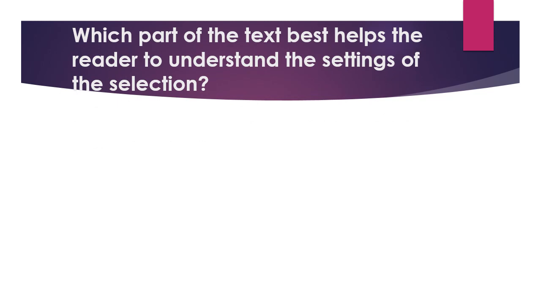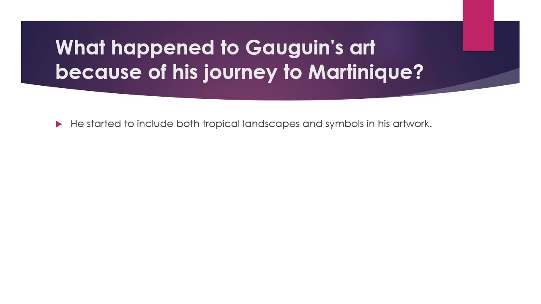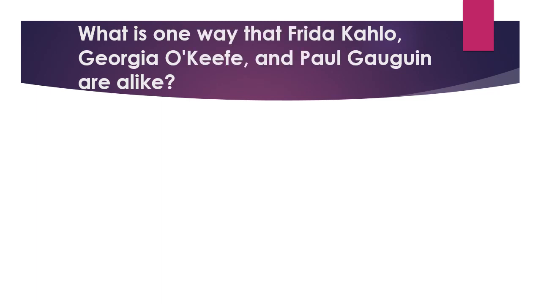Which part of the text best helps the reader to understand the setting of the selection? It's the maps, of course, it tells you about the setting. What happened to Gauguin's art because of his journey to Martinique? He started to include both tropical landscapes and symbols in his artwork. What's one way that Frida Kahlo, Georgia O'Keeffe, and Paul Gauguin are alike? They are influenced by places they live in and visit.